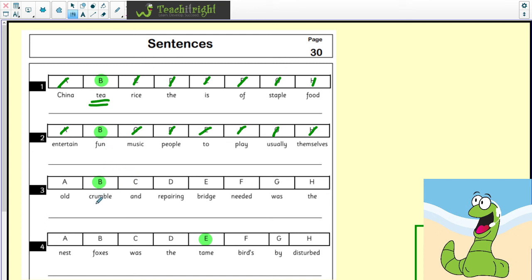And if we look at the next sentence, we've got the bridge was old and needed repairing. So crumble, we cannot fit that into the sentence at all. And if we look at number 4, now interestingly here we've got a possessive apostrophe, so we would need bird's something. So we're going to start with the bird's nest was disturbed by foxes.